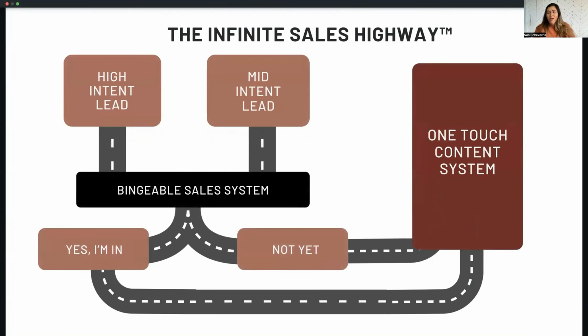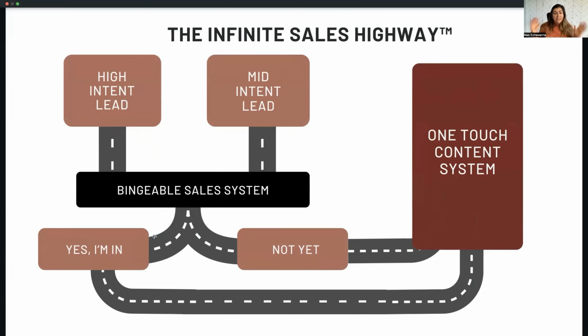So I want to share with you an example of how we use a closed loop system. We use what we call our infinite sales highway, which essentially has our leads coming through our bingeable sales system. Now, knowing that not everyone's going to buy immediately, and instead of just constantly remarketing to them or churning through those leads, what we recognize is that those people who are ready, which we call our high intent leads, will move down into the pathway and make that decision.